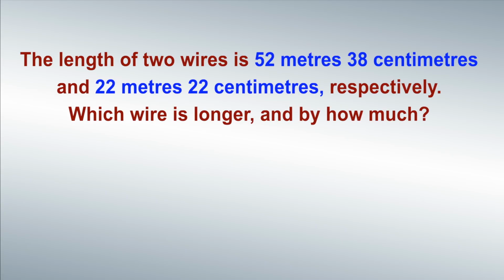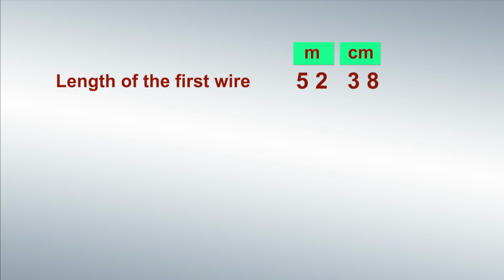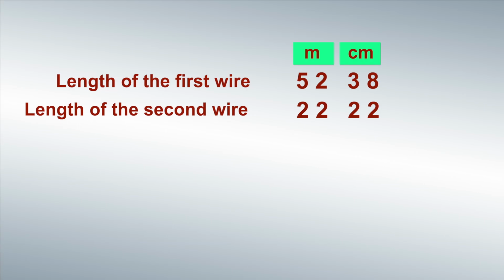Explain to me how to do the subtraction of measurement units. Let's learn from one example. The length of two wires is 52 meters 38 centimeters and 22 meters 22 centimeters respectively. Which wire is longer and by how much? To find which wire is longer and by how much, we will subtract the lengths of both by following these steps. Step 1. Arrange the bigger unit of length first, then the smaller unit below it in meter and centimeter columns.